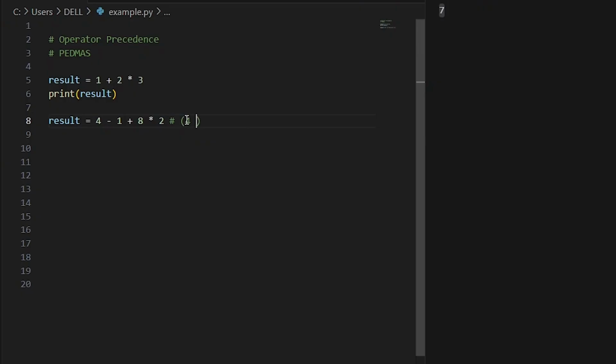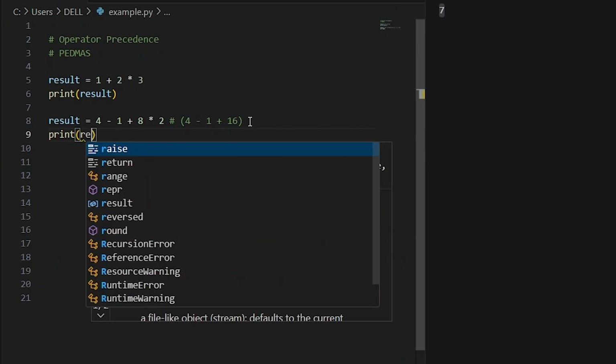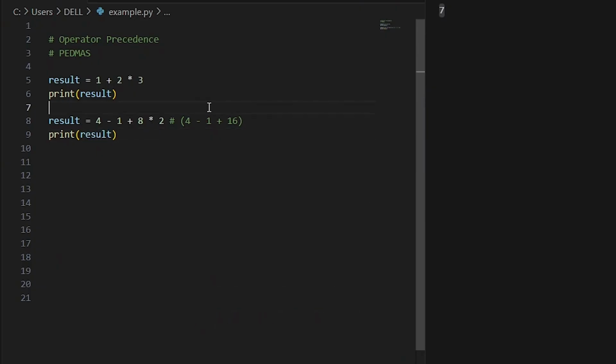We'll have 4 minus 1 plus 16. 4 minus 1 is 3, and 3 plus 16 is 19. So let's print our result. We'll have print result, and this is going to give us 19, which is contrary to the 22 we got when we started evaluating from the left without taking note of the order of operators.